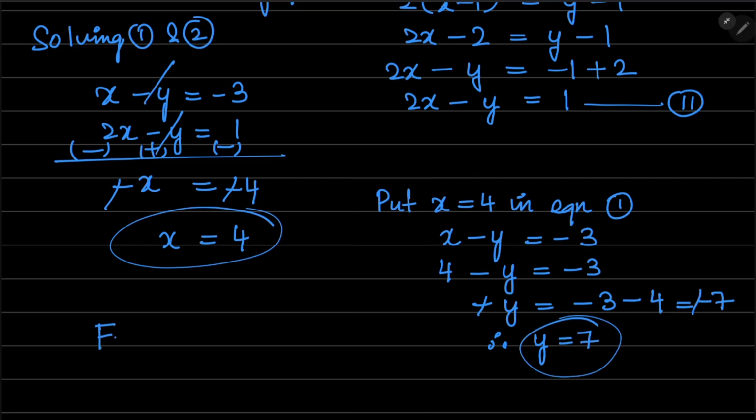Okay, and the fraction will be x by y. What's the original fraction? Fraction is nothing but x by y, which is 4 divided by 7. This is your final answer.